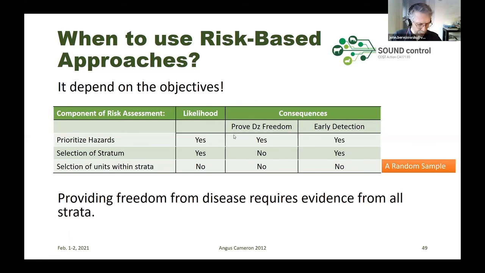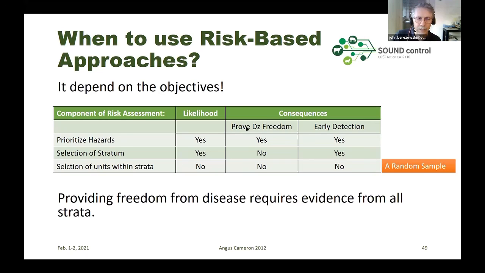I think I'm going to skip this just because we only got 15 minutes left. What I want to point out is that where you use risk-based surveillance depends on what your objectives are. So to prioritize hazards, select stratum or selection of units within the stratum. For normal surveillance, for proving freedom from disease, or I forgot one column heading here.